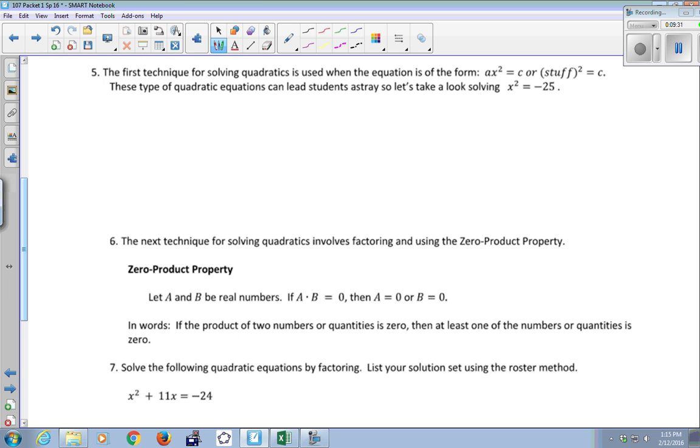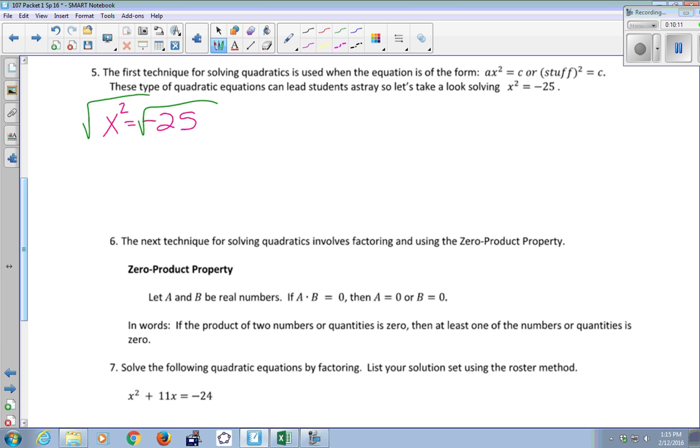So the first technique involves solving a quadratic in the form ax squared equals c, or some stuff squared equals c. Okay, so let's take a look at solving x squared equals -25. So we've got some stuff squared equals a number. How do you undo squaring something? Square root. So I've got an x squared on the left. I would like to have just a plain old x, so to undo the squaring, I square root.